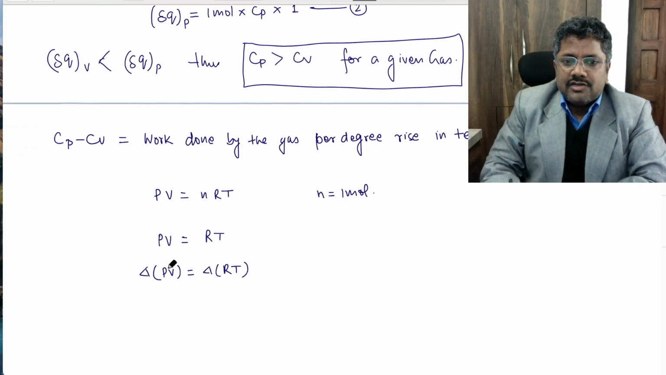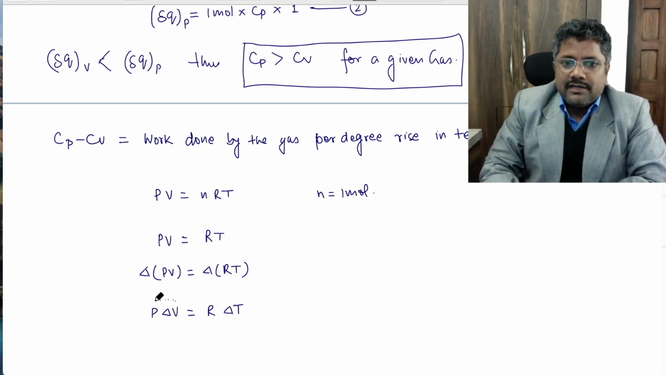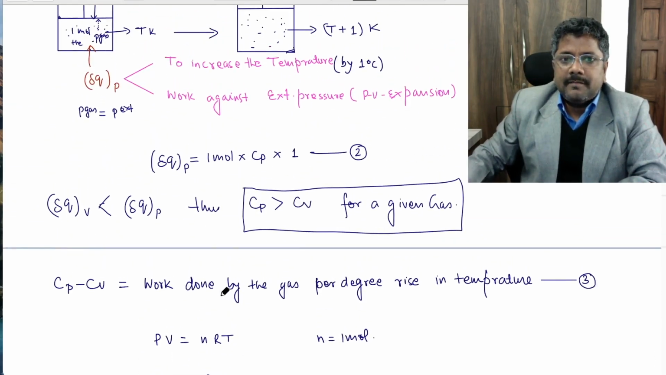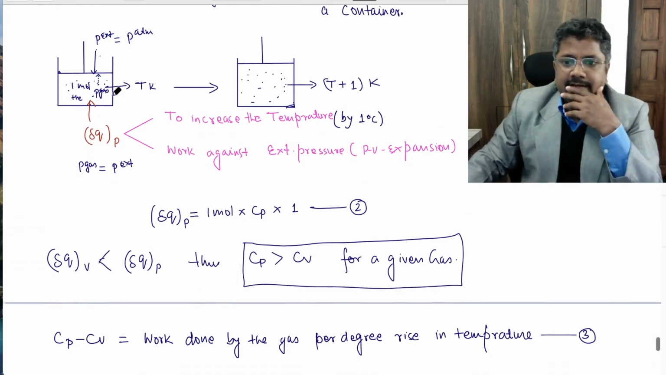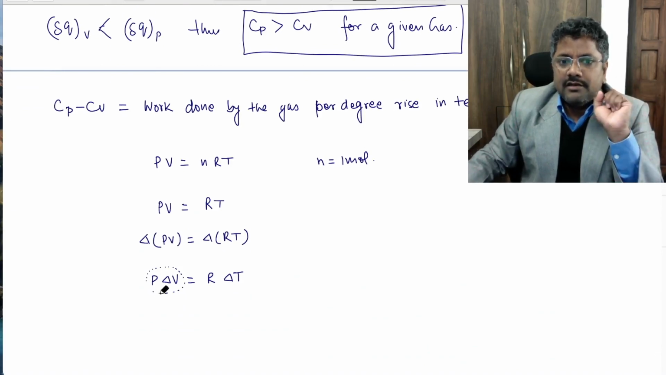Now, under constant pressure condition, what can we write? P delta V is equal to R delta T, since R is constant. And all of you know that this P delta V is the PV work. We don't know the initial volume here, and we don't know the final volume here, so we cannot use this formula to evaluate the work. But P delta V is always equal to R delta T for 1 mole of the gas.